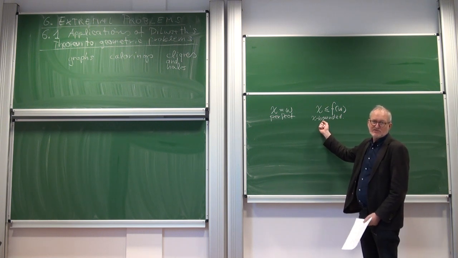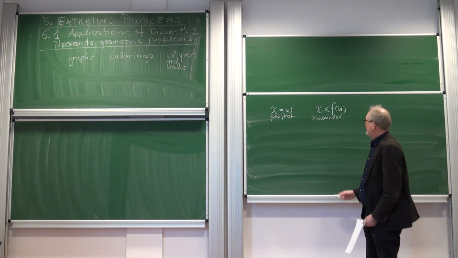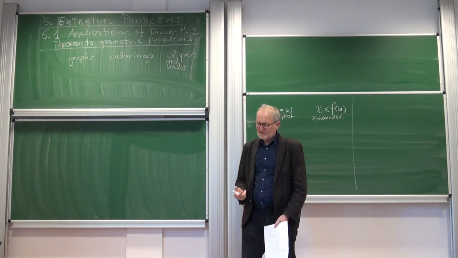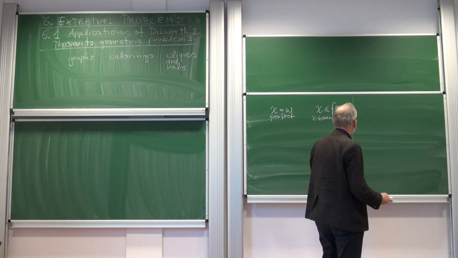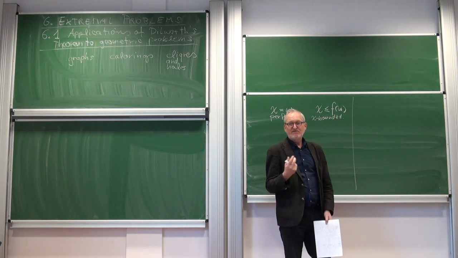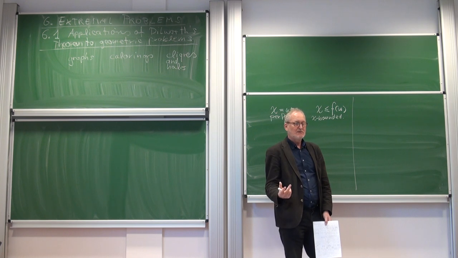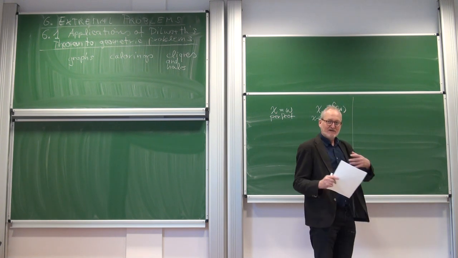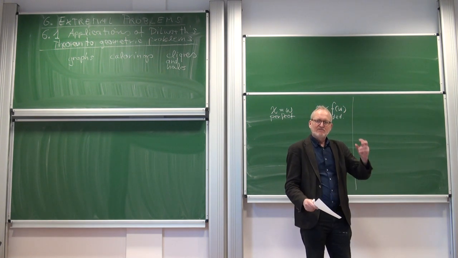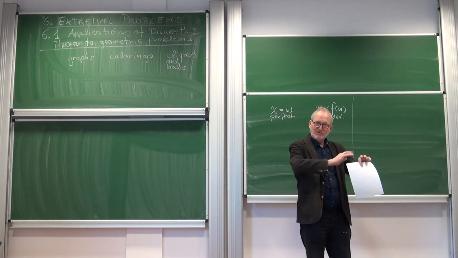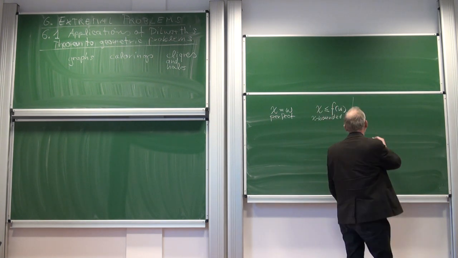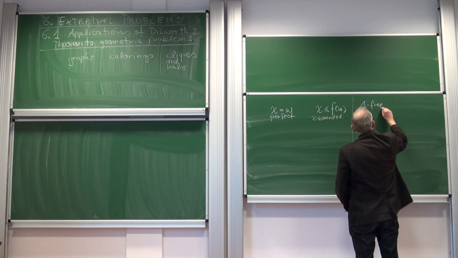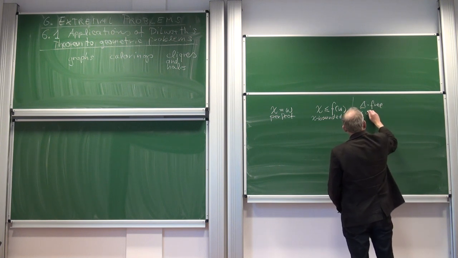But not all classes of graphs, not all graphs are chi-bounded. An easy criterion for not being chi-bounded is if you find in your class a graph which is triangle free and has high chromatic number. So you find a family of graphs which are triangle free and their chromatic number goes to infinity. So this would be triangle free and chi unbounded.